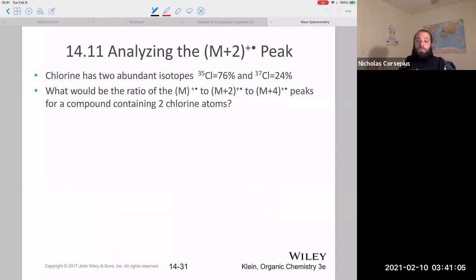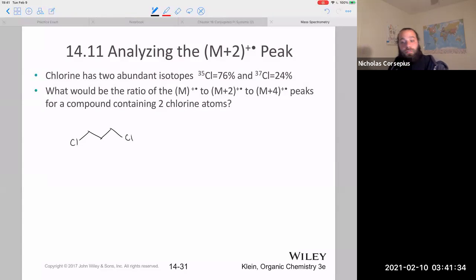Now, one interesting thought that we can have here is, well, what happens? So given that chlorine has these 2 isotopes with their 2 abundances, what would happen to the peak of the molecular ion, the M+2 and the M+4 peaks, if we have a molecule that contains 2 chlorines? So let's just sort of illustrate what we're talking about here. We're just going to draw a random molecule.